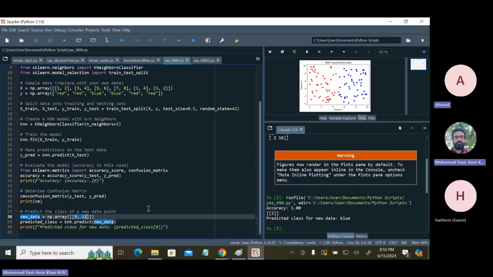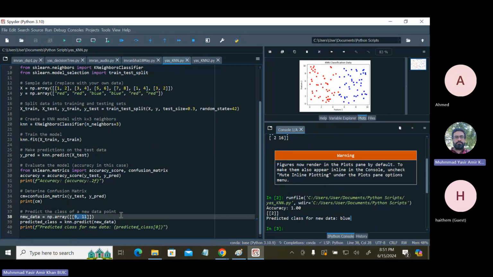New data is 9 and 11. These are just the values of x and y coordinates, you can think of them, and then it gives us the predicted class in line number 39, and that says 2. 2 is blue color. So this means that this data point is close to the data set in line number 13, 14. The bigger the values of X and Y are, they are blue color. Smaller values belong to the red category. So since we have a bigger value, 9 and 11, it must belong to the blue category.